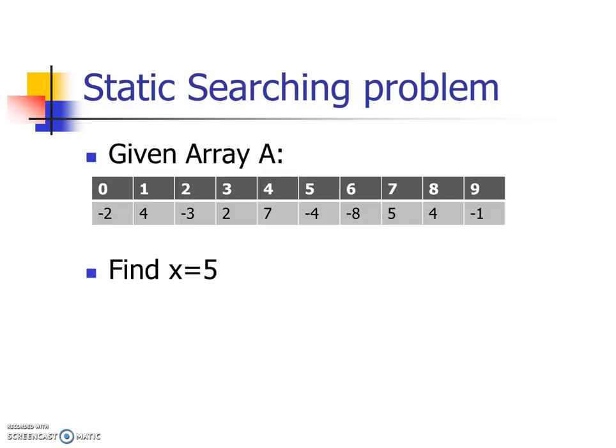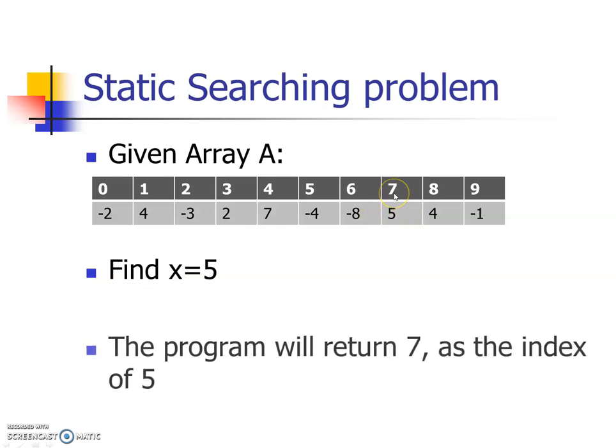Here is a very straightforward example with only 10 elements, where array A is this array. It has indices from 0 to 9, so there are 10 elements inside it, and x is equal to 5, which is the element that we want to find. We basically write a for loop, go through each item until we find the value 5, and then report the index 7. So the answer for this question is 7, which is the index of element 5.